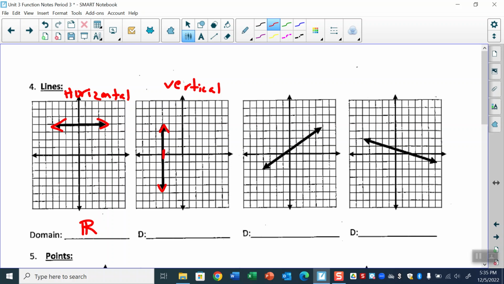It only crosses the x one time, and the only x value it has is -3. So x equals -3, that's the domain.